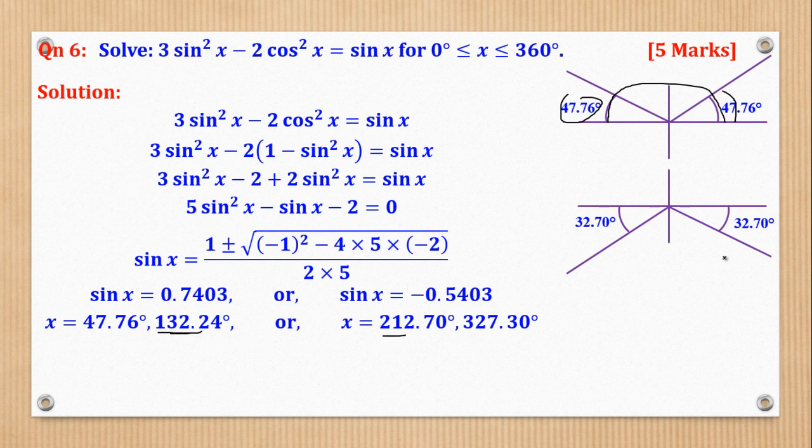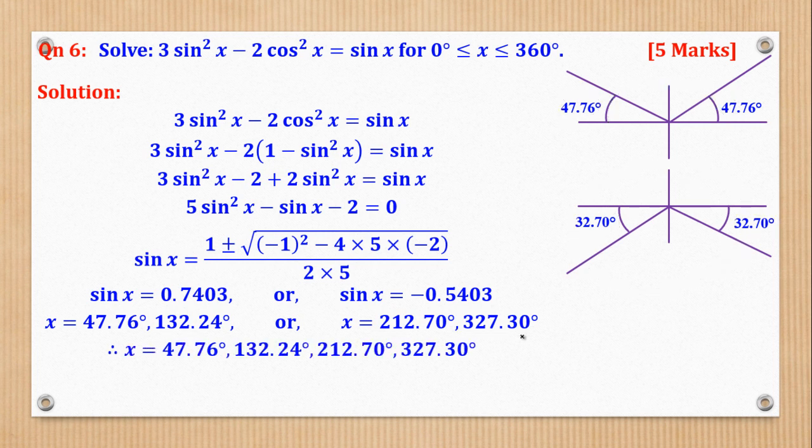Then this one is from here up to here. So get your calculator and press 180 plus 32.70. Then this one is from here all the way up to here. So get your calculator and press 360 minus 32.70. You come up with this. Then you can list them in ascending order, all of them, and that's what they wanted.